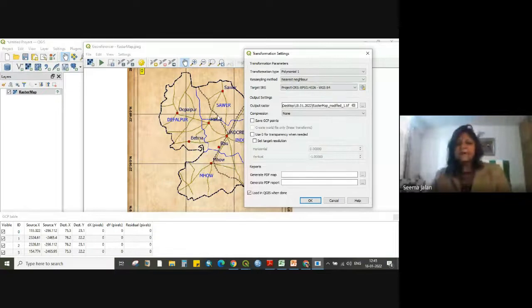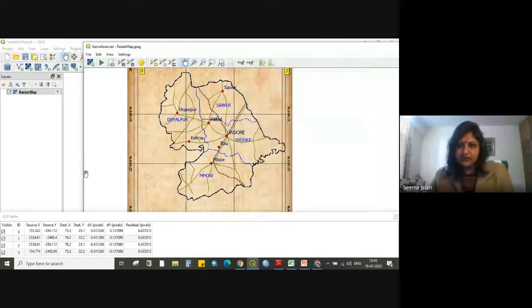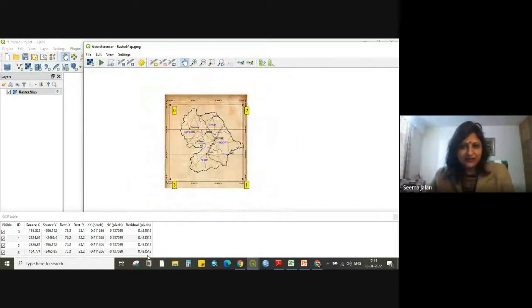If you take too many GCPs, it is always better to save the file. And then you load it in the software when you have completed this. As soon as I have defined the equation, I get the error here. You can see that the error is well within the limit. It is 0.43, less than 0.5 on all the GCPs. So I'm happy, my equation is good.